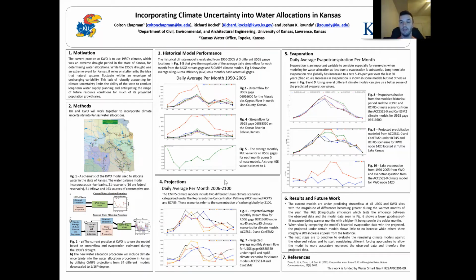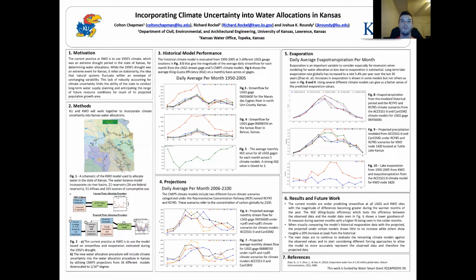We can then take some of these climate models and project them from 2006 to 2100 under different climate emission scenarios, RCP 45 and RCP 85, as seen in Figure 6 and Figure 7. Evaporation is also something important to consider, as evaporation is one of the biggest loss leaders in reservoir storage in the state of Kansas.